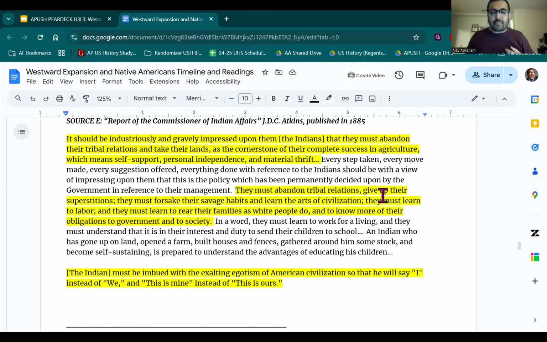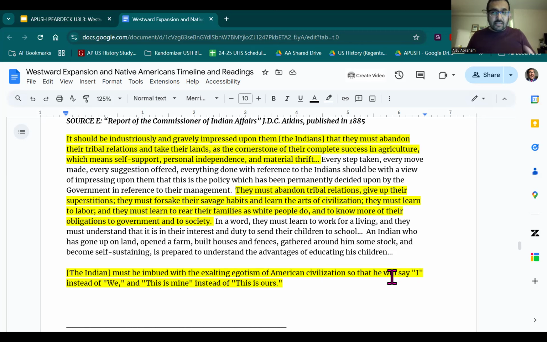They must abandon their tribal relations, give up superstitions. They must forsake their savage habits and learn the arts of civilization. They must learn to labor. They must learn to rear their families as white people do, and to know more of their obligations to government and to society. The Indian must be imbued with the exalting egotism of American civilization so that he will say I instead of we, and this is mine instead of this is ours.